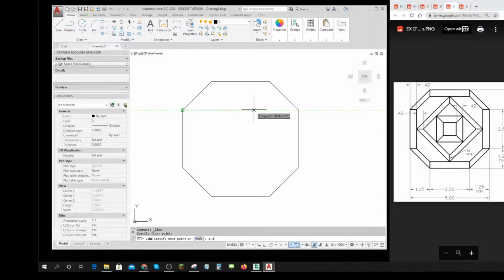Draw 0.42. Copy. Now I'm into typing mode. Redo my copy command. Bring it over there. Draw a line. Copy.